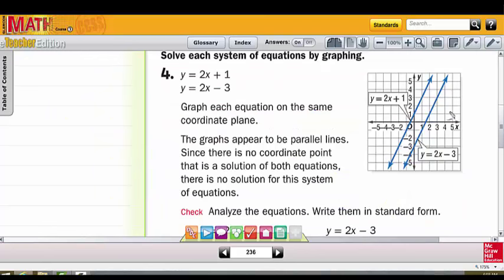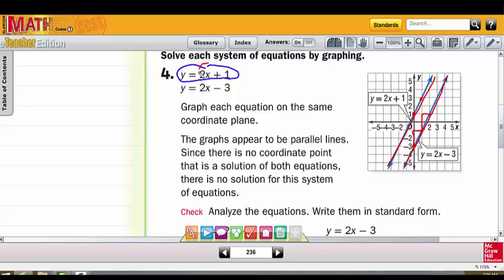Number 4, solve each system of equations by graphing. So in this case, we're going to graph y equals 2x plus 1. So we put a point at 1 right here, and then we go up 2 over 1, and we end up with this line right here. And then if we go to y equals 2x minus 3, we put a point at negative 3, and we go up 2 over 1 a couple of times, and we draw our line. Clearly they have the same slope, therefore they are parallel lines.